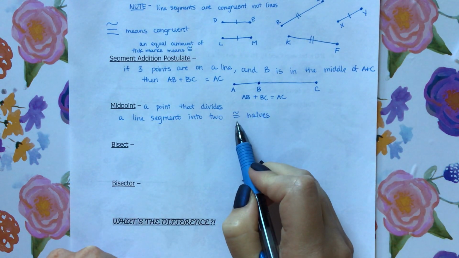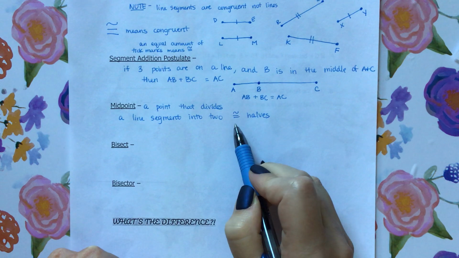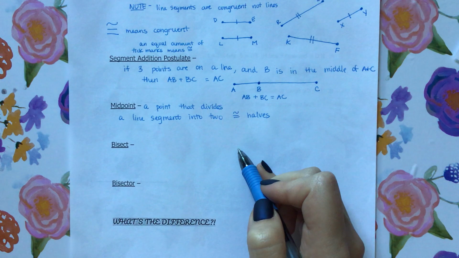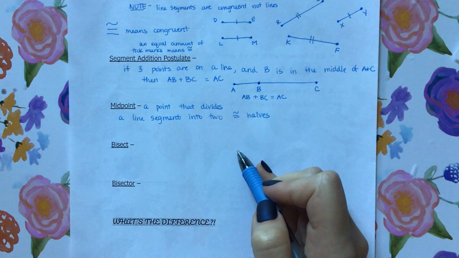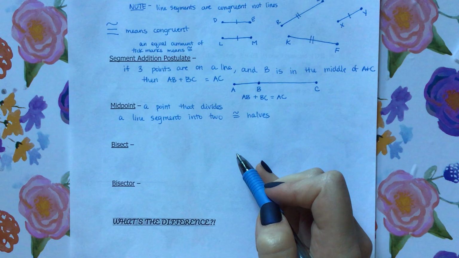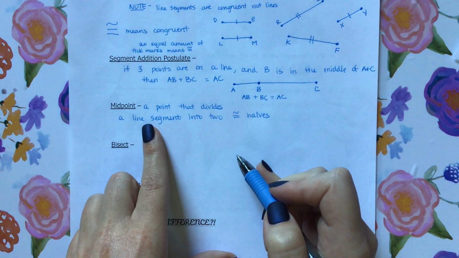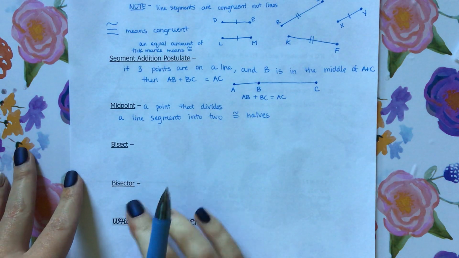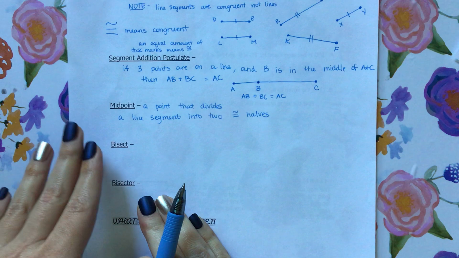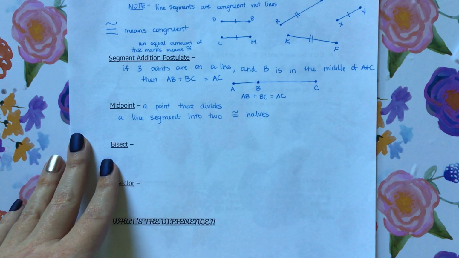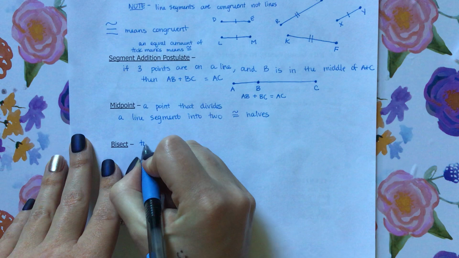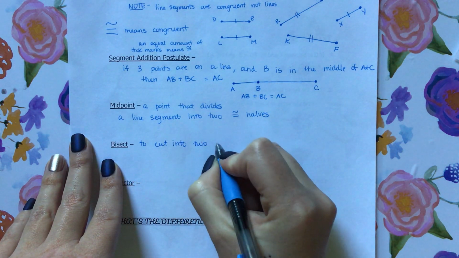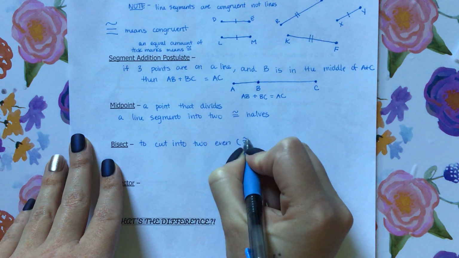Remember, congruent means equal lengths, same measurement. So it's very similar to the word equal, but it's representing more of a figure's value rather than a numerical value. So it separates a segment into two congruent halves. Bisect and bisector are very, very similar to this. To bisect means to cut into two even halves, or congruent halves.